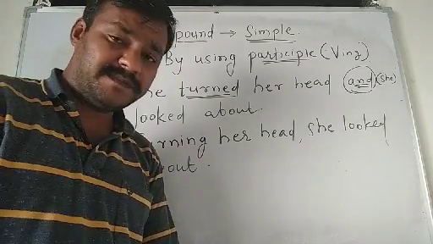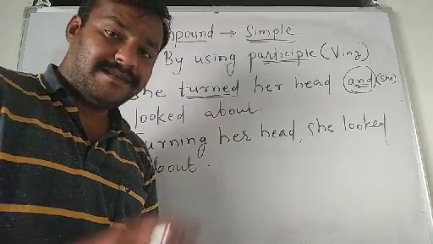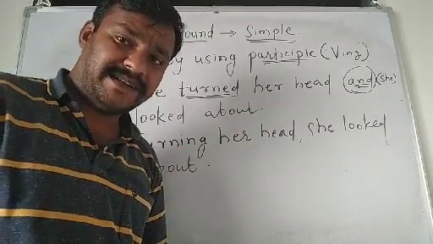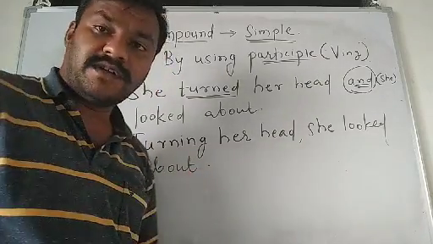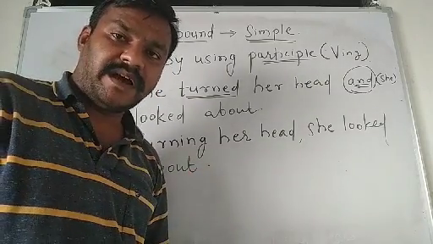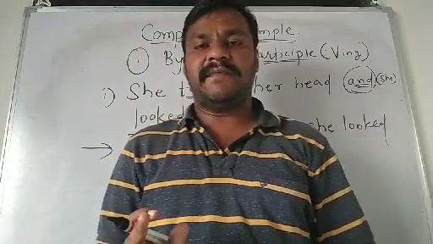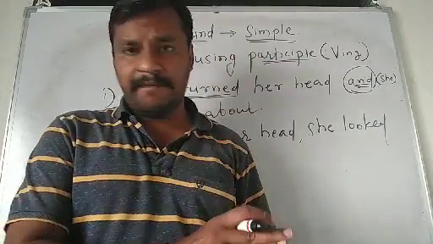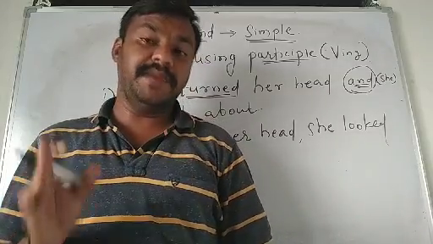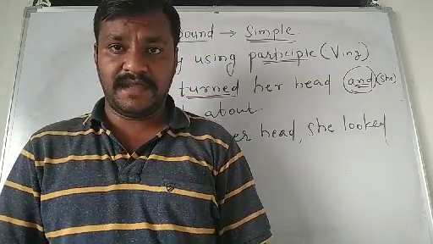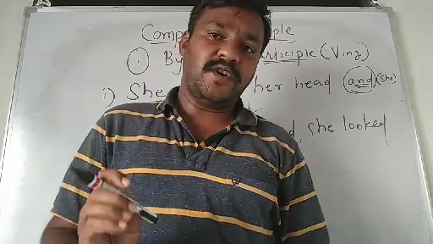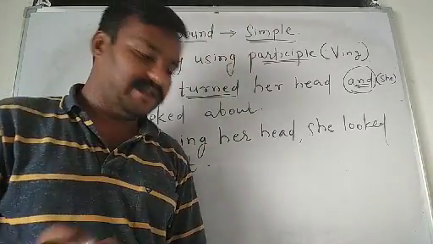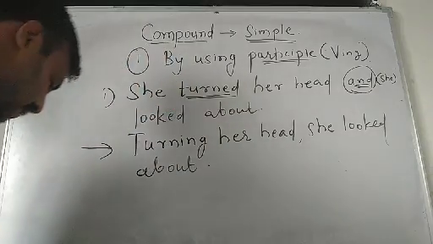So sometimes these simple sentences can be written with some prepositions, like after turning her head she looked about. Such kind of sentences are also correct. One thing only we have to keep in our mind, that whether we change that sentence into simple, compound or complex, any type of sentence, the meaning of the sentence should not be changed. Meaning of the sentence should not be changed, and according to that, keeping in our mind, we have to change the sentences. Another example we will have.